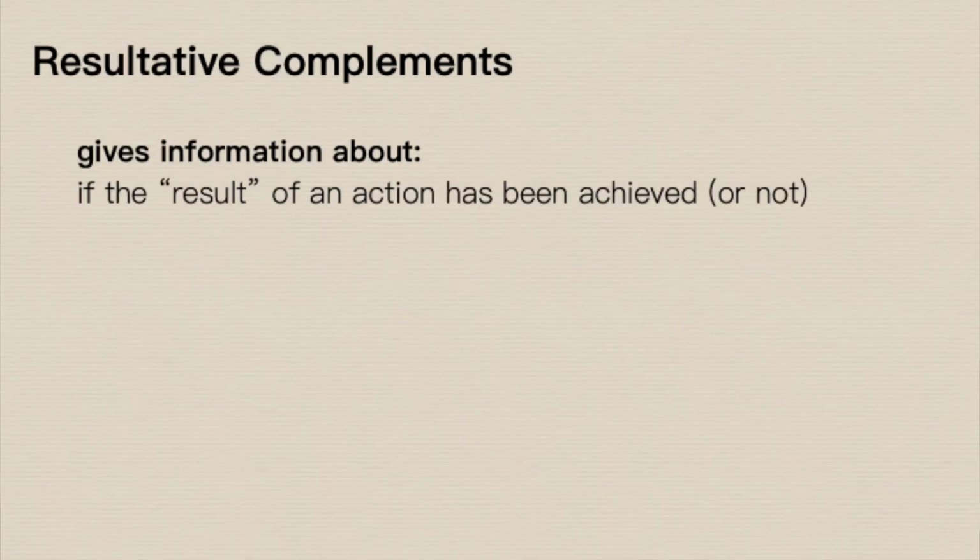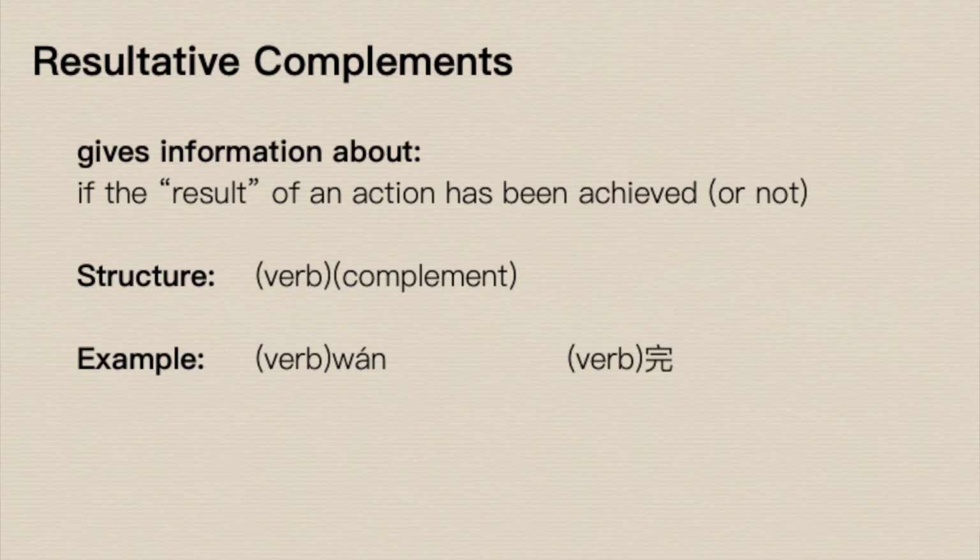So the first complement we're going to look at today is a resultative complement. Resultative complements give you information about the result of an action. Has something been finished or not? To form any of these complements, we have a verb, then right on the back of it, we're going to have its complement. The complement we're going to look at for this category today is wan. So the structure verb plus wan is going to give you information about the result of that action being achieved or not.